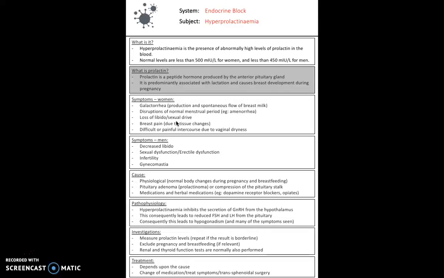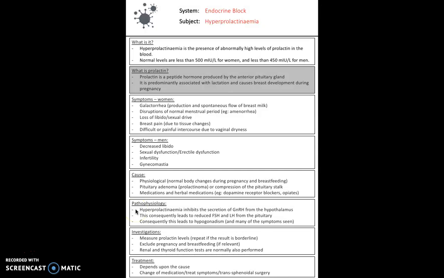So the physiological causes include those such as pregnancy and breastfeeding, whilst the pathological causes include pituitary adenomas, so prolactinoma, or compression of a pituitary stalk, which may occur due to surrounding structures compressing the pituitary or due to direct injury. Medications and herbal medications can also cause hyperprolactinemia, such as dopamine receptor blockers and opiates. What's really important about this is the pathophysiology behind it.